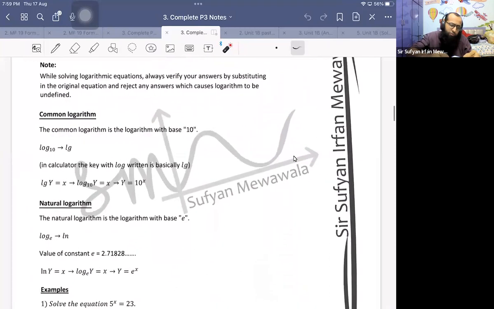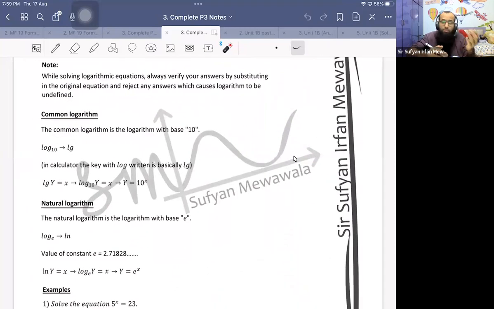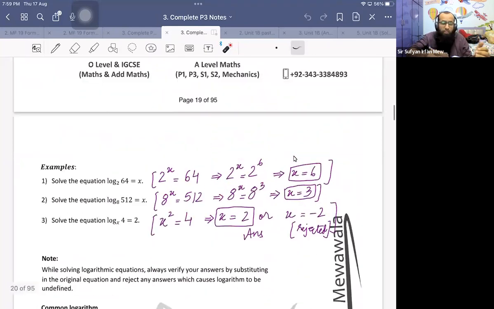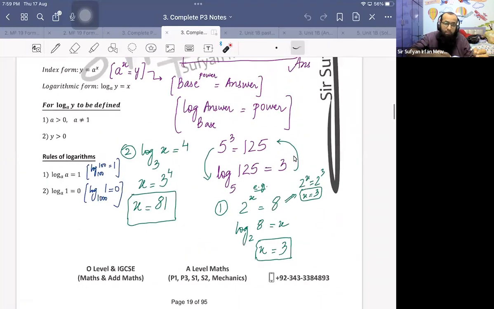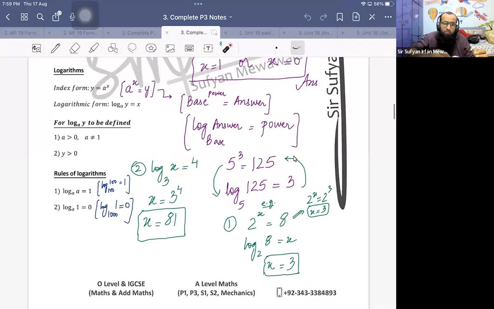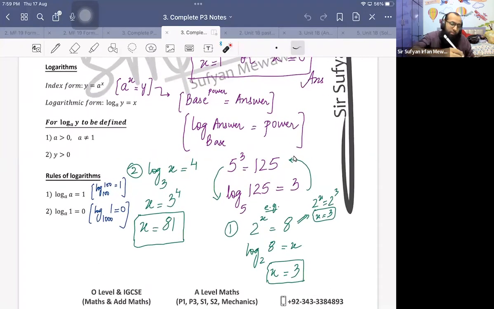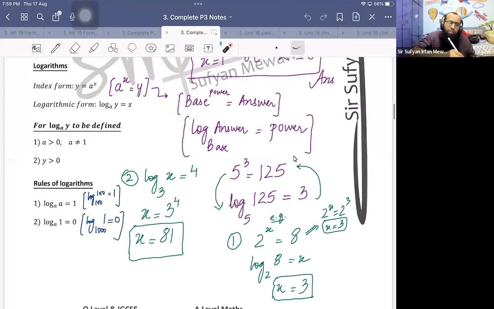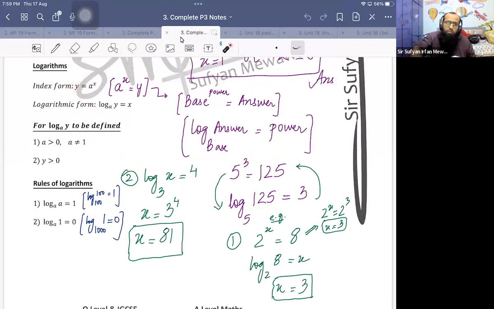We also took an introduction of logarithms as to how to convert from index form to log form. So we learned a bit of recap of what we have understood in the last class. We learned to go from index form to log form, and from log form to index form. And this was mainly what we discussed.